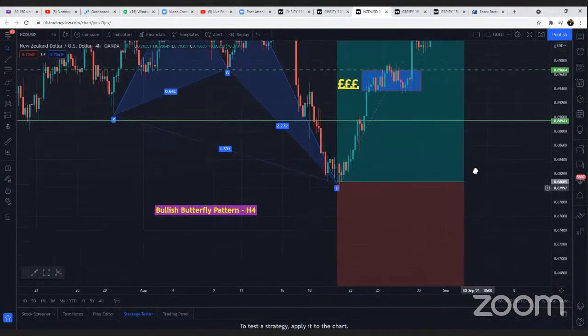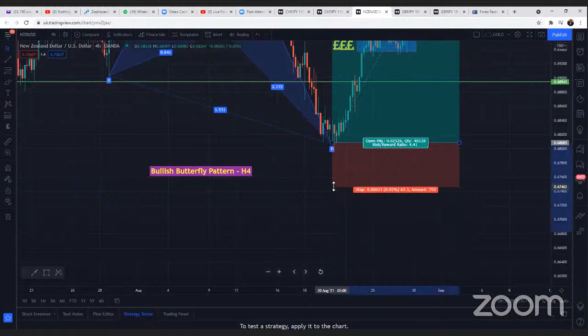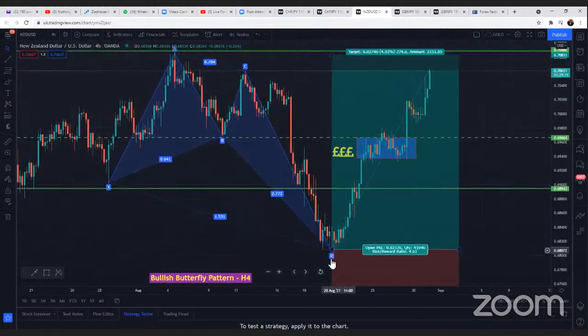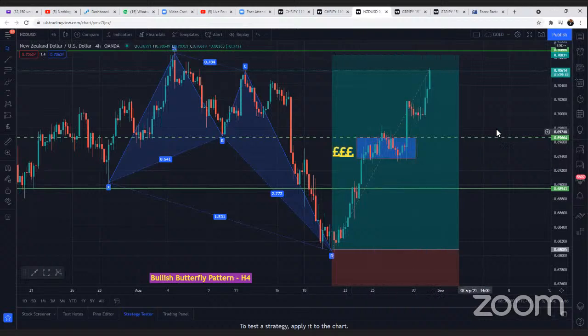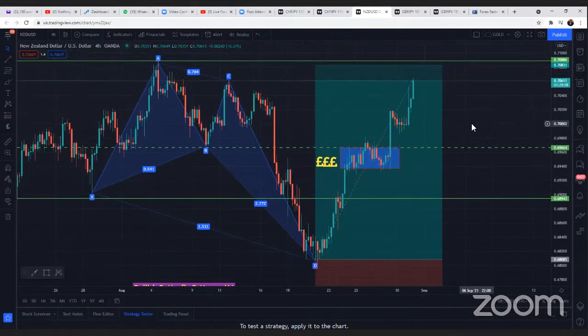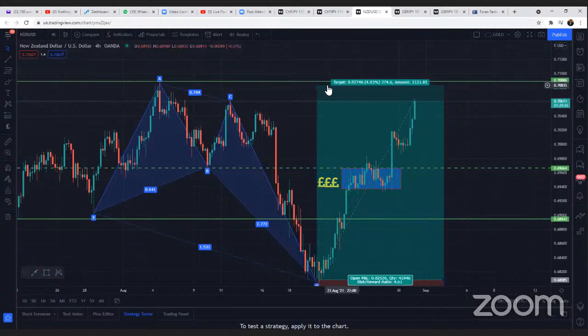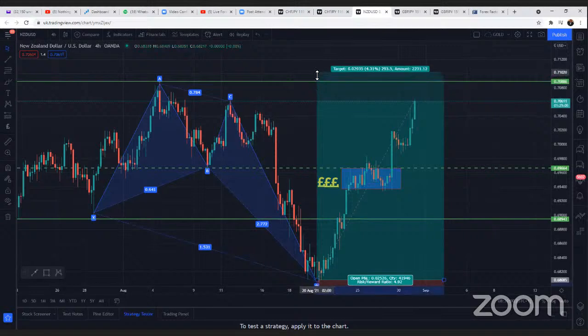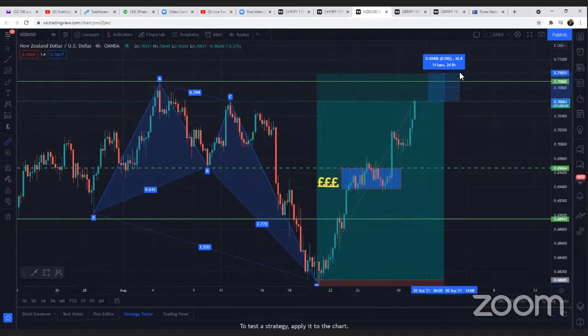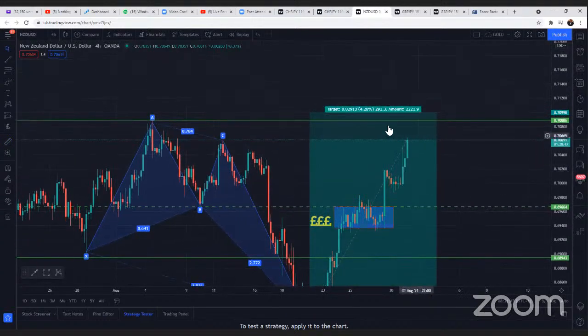So you can see the entry area, it basically just went into profit, began moving in our direction. So with this one, we still have a little distance to go. Not much. That's where the price is now. Going with the markup here, we still have about 40 pips to go, but it could go higher.